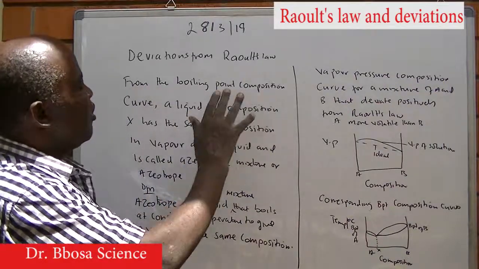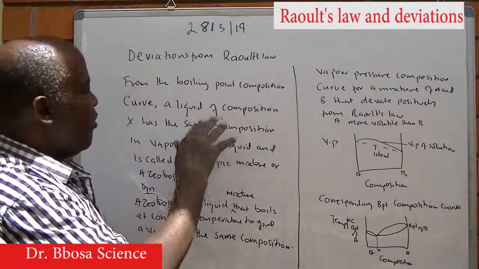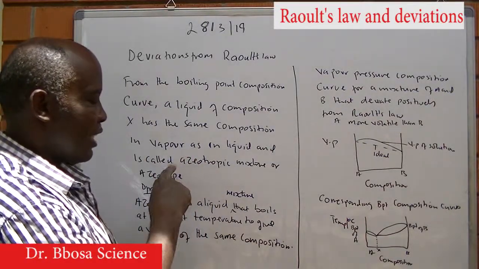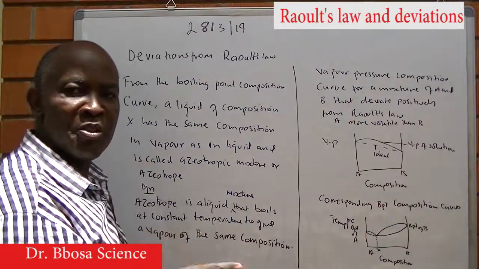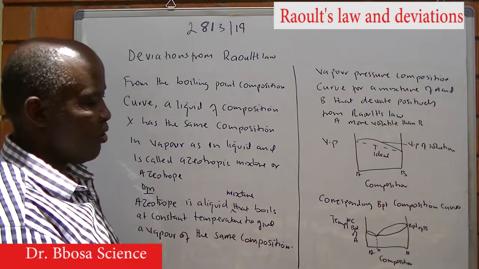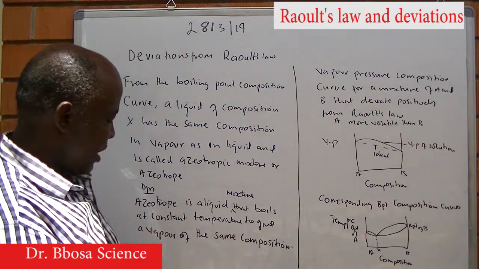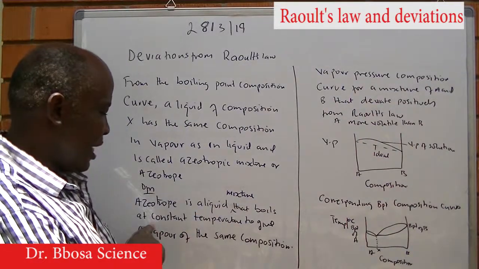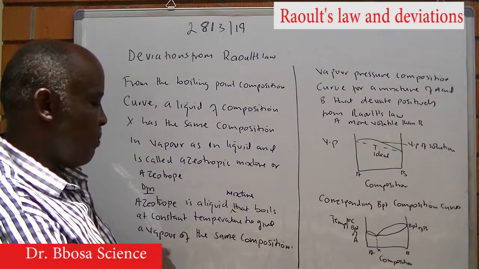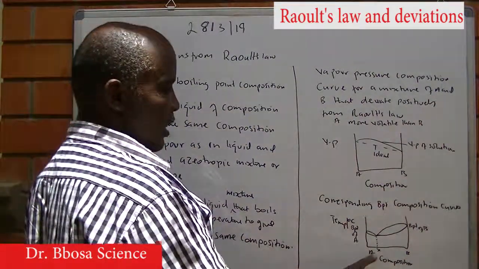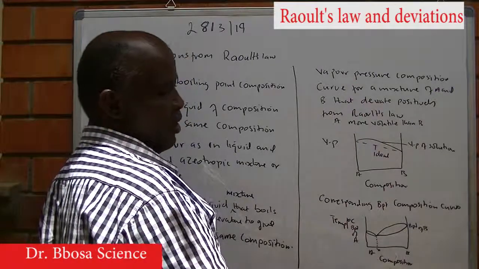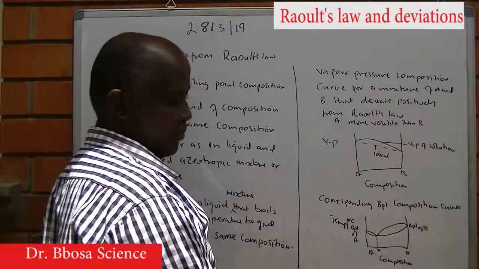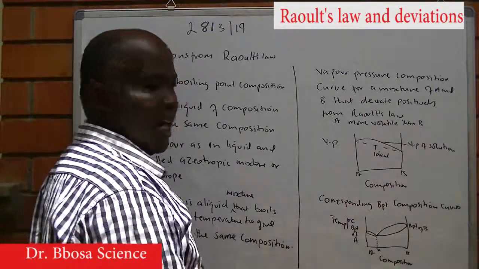From the boiling point composition curve, a liquid of composition X has the same composition in vapor as in the liquid. And that liquid has got a special name called an azeotrope, or azeotropic mixture. By definition, an azeotrope is a liquid mixture that boils at a constant temperature to give vapor of the same composition. This liquid of composition X boils at a constant temperature to give a vapor of the same composition. It is called an azeotrope.